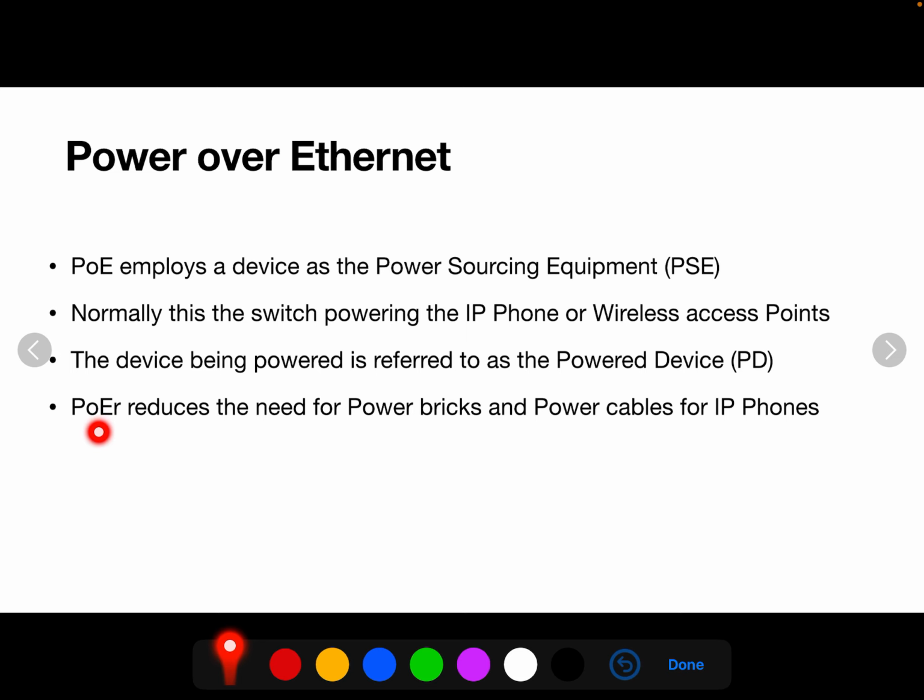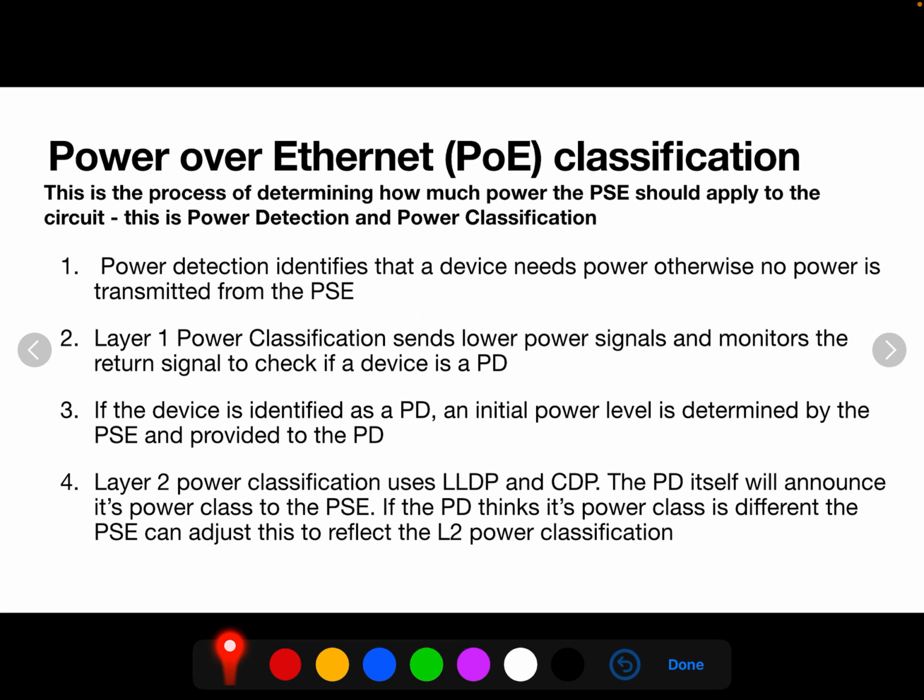Now, PoE reduces the need for things like power bricks and power cables for IP phones. It also clears your desk space, which is great. Now, power over Ethernet classification.